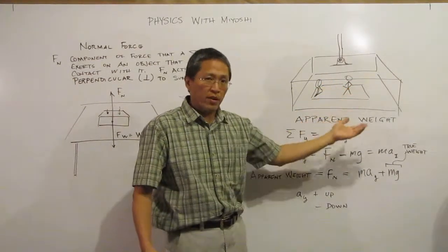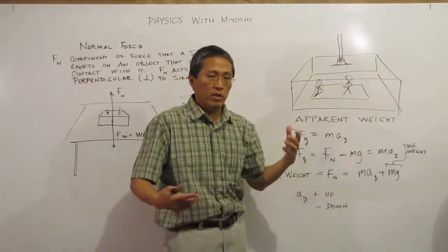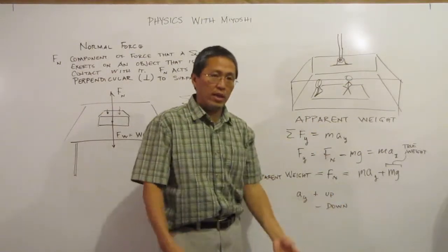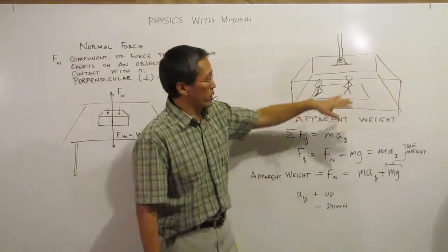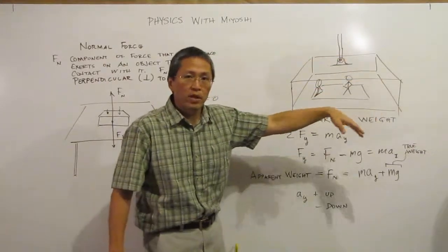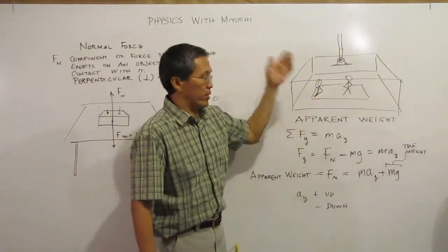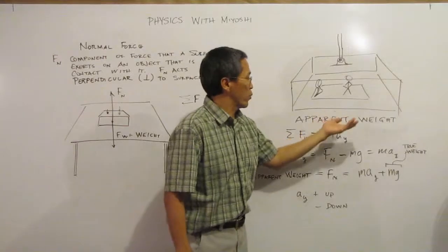You've probably felt the sensation when you go up in an elevator, you feel heavier. When you go down in the elevator, you feel lighter, at least while it's accelerating. Once it gets to a constant speed and not accelerating anymore, then you're back to your normal weight, whether it's going up or down. Well, what is that really doing?